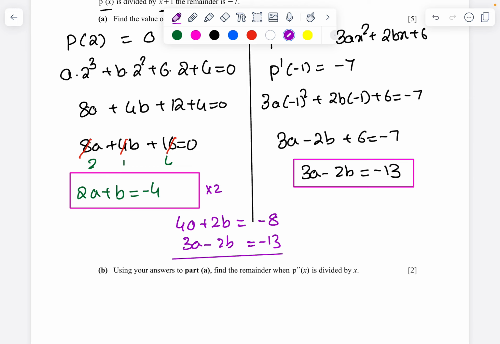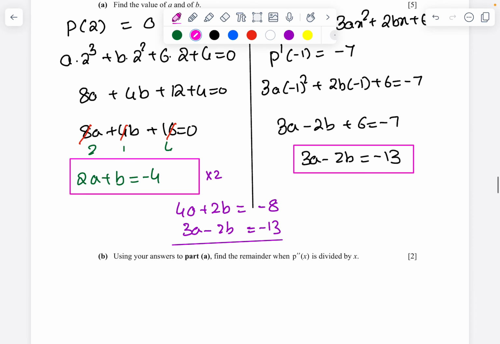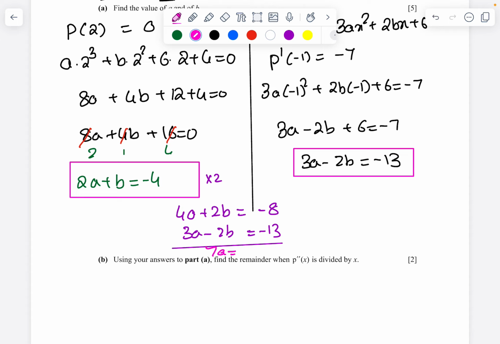I am going to solve both the equations. So I have to find the simultaneous equations for this one. So what I get from there, I will be getting 7a. 7a equals negative 21, a equals negative 21 upon 7, which is negative 3.